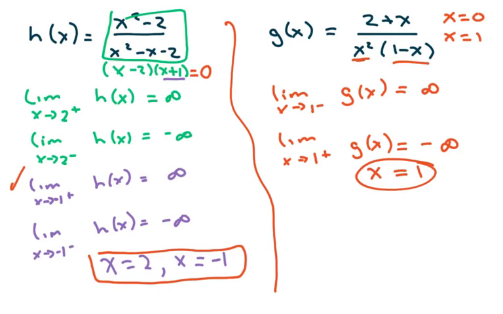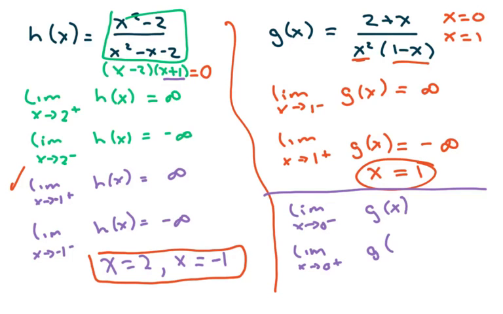Also, for the 0, we can just do the same thing. The limit as x approaches 0 from the left, and the limit as x approaches 0 from the right side of g of x, they both equal infinity. Therefore, x equals 0 is a vertical asymptote.